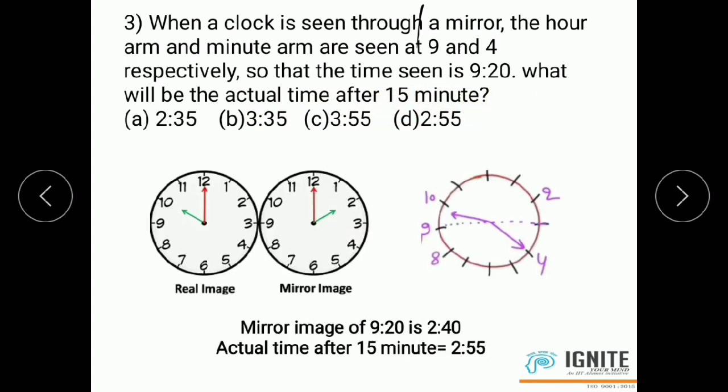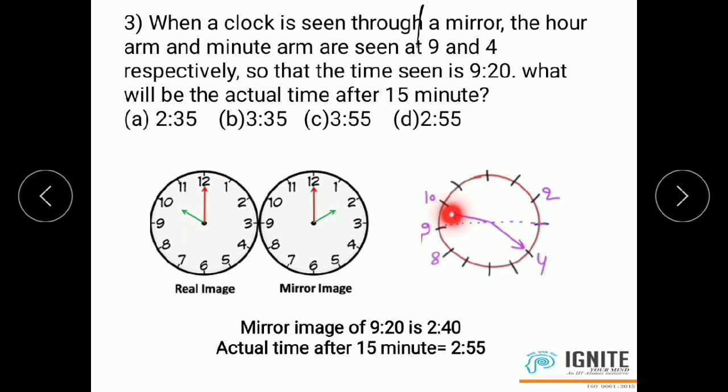Okay, a figure is shown here. In this clock, the time is 10 o'clock. The mirror image is 2 o'clock. Clear? But in this problem, we have to find the mirror image of 9:20.